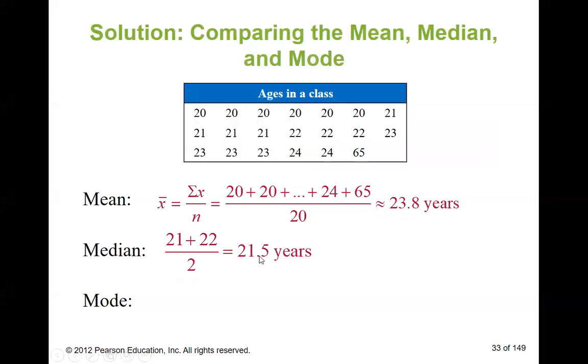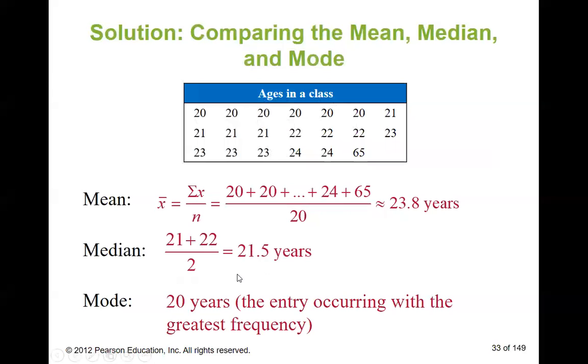The median was 21.5 because we averaged 21 and 22 together. Those were the two values in the middle. The mode is 20. And even though I have more people in the class who are 20 than any other age, it is the youngest of anybody in the class.